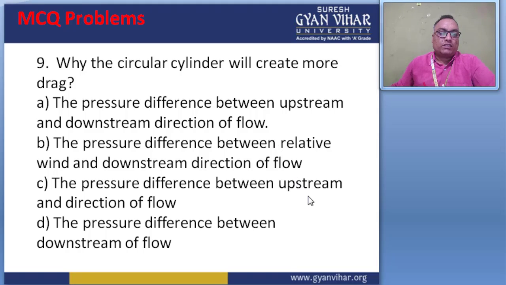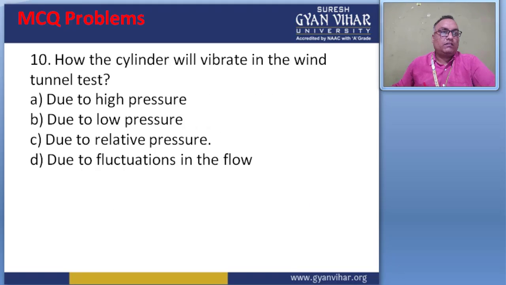Question number 10: how does the cylinder vibrate in the wind tunnel test: due to high pressure, due to low pressure, due to relative pressure, or due to fluctuation in a flow. If the cylinder is vibrating inside the wind tunnel, this is due to the relative pressure, right?